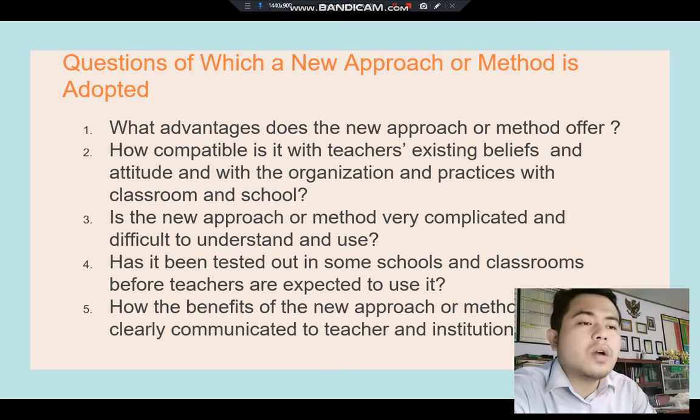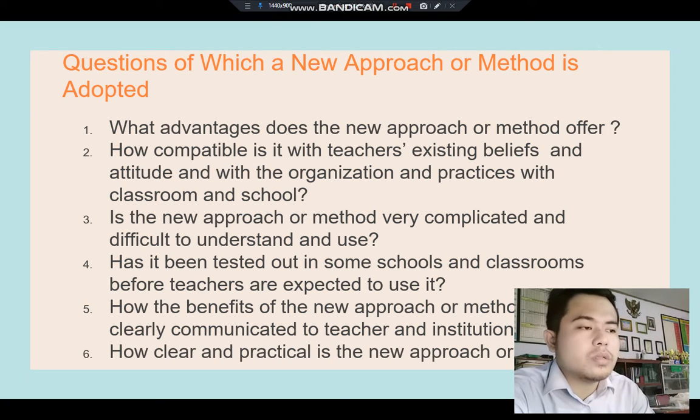The fifth, how are the benefits of the new approach or method clearly communicated to the teachers and institution? And the sixth, how clear and practical is the new approach or method? These questions always appear whenever a new method appears.